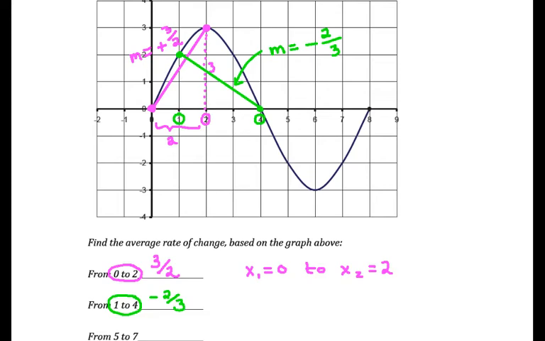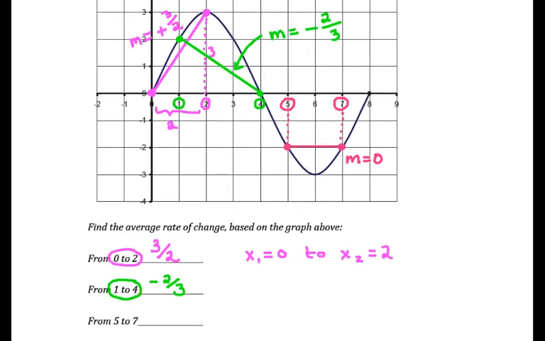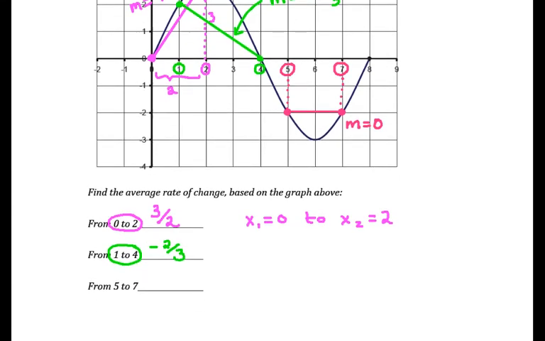Lastly, I will go from 5 to 7. Here's x equals 5. Here's x equals 7. Tracing to the graph for both of these points, I get these 2 points which are connected by a horizontal line segment. Because the slope of any horizontal line is 0, the average rate of change of this function from x equals 5 to x equals 7 is going to be simply 0.